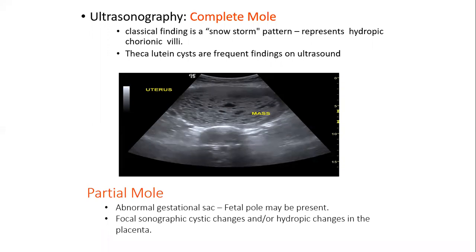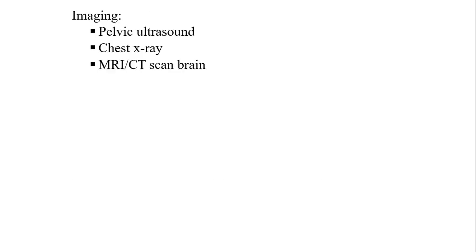Then for the partial mole, focal sonographic cystic changes or hydropic changes in the placenta might be seen. Then an X-ray might also be done to look for metastases or lung involvement. MRI and CT scans may also be done to check for metastases to various organs.